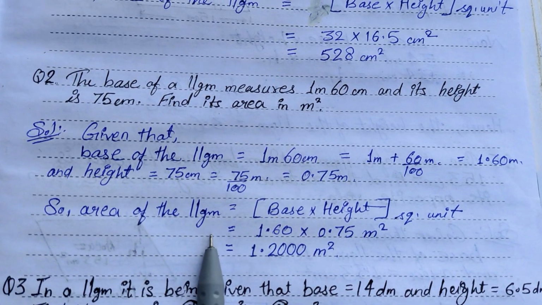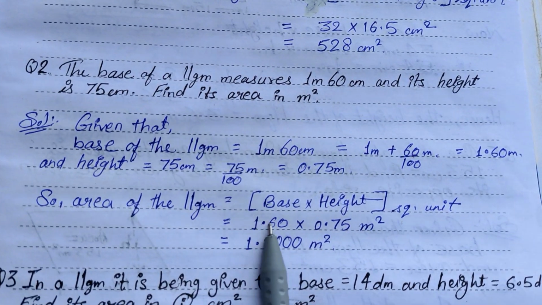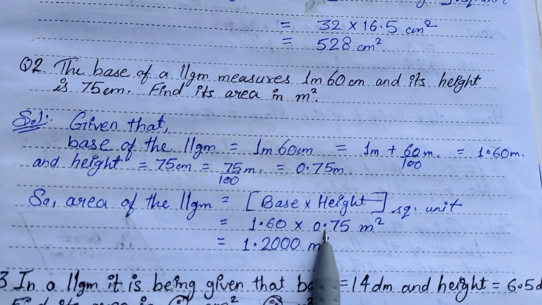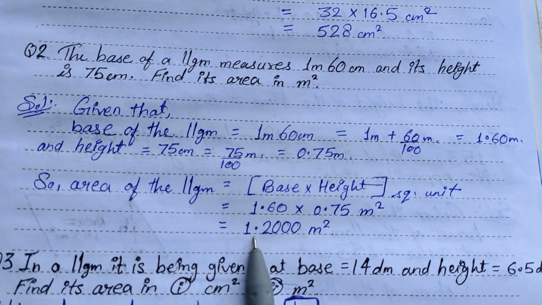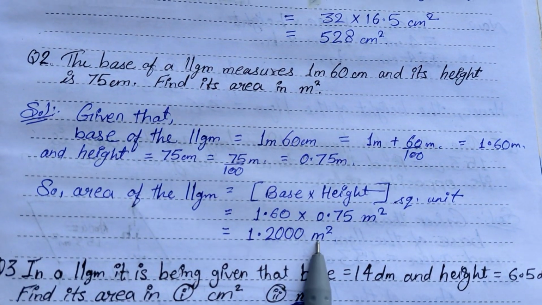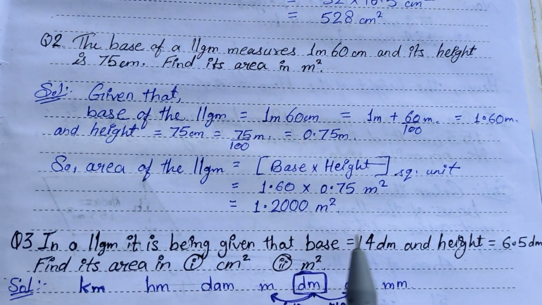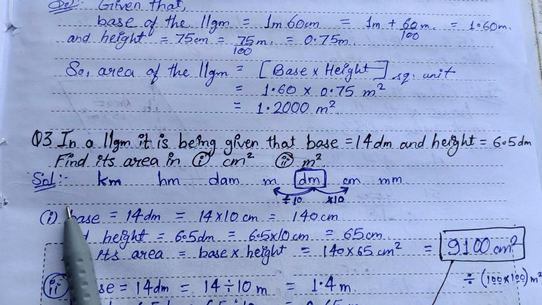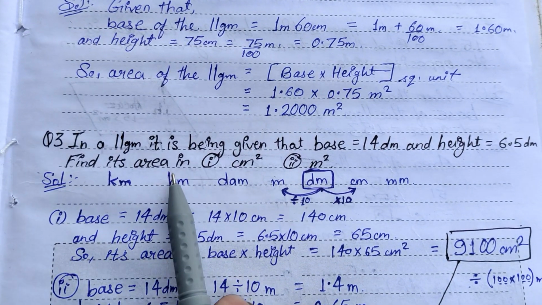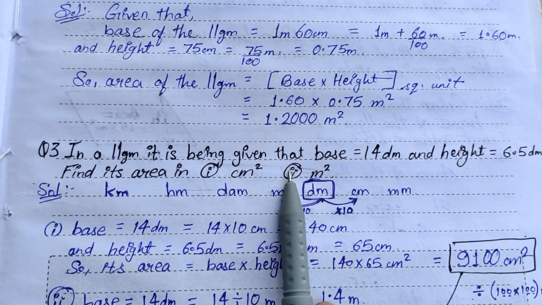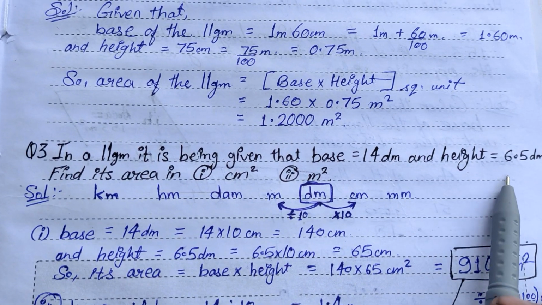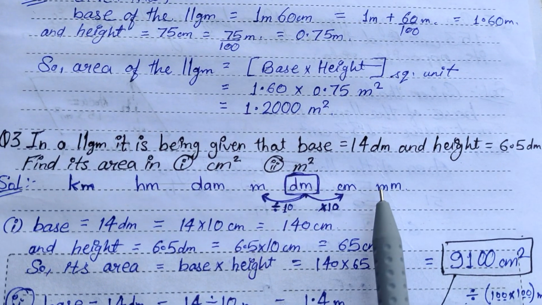So area of parallelogram is base into height. Put the values, base 1.60, height 0.75, multiply it. We have 1.2000 meter square, or say 1.2 meter square as the area. Now see the third question. In a parallelogram, it is given that the base is equal to 14 decimeter and the height is 6.5 decimeter. Base and height are in decimeter.